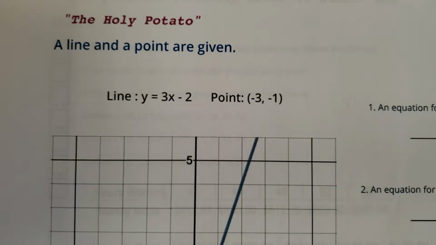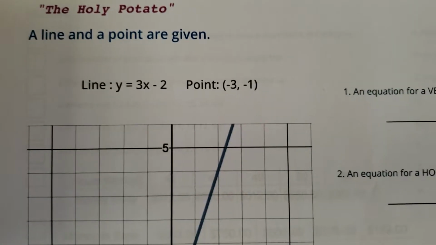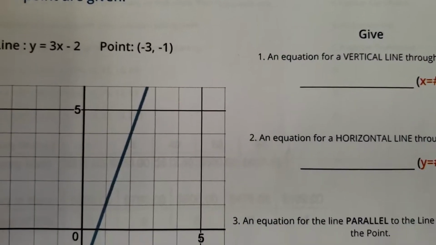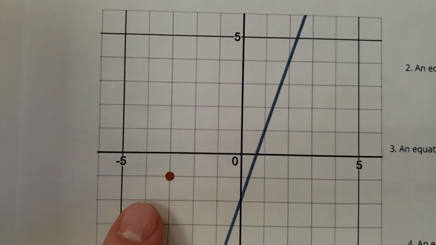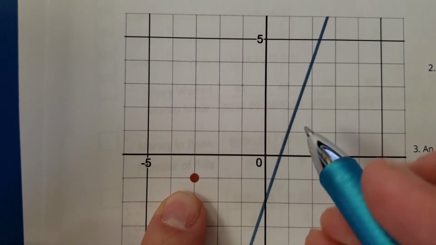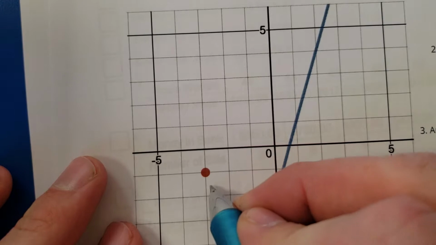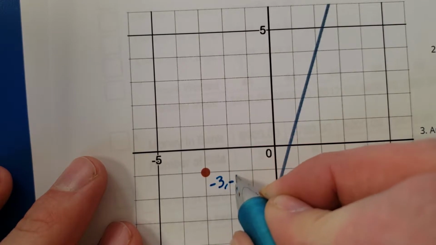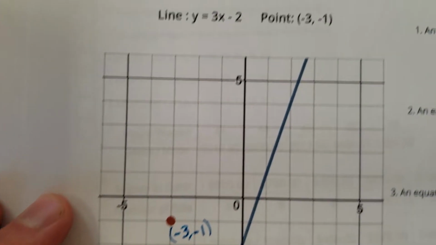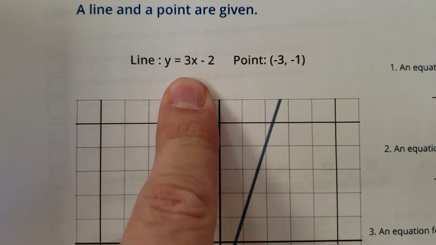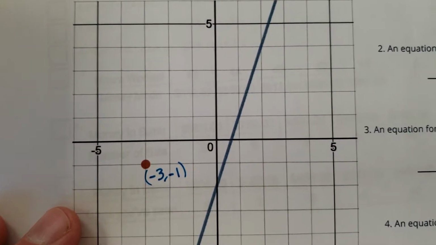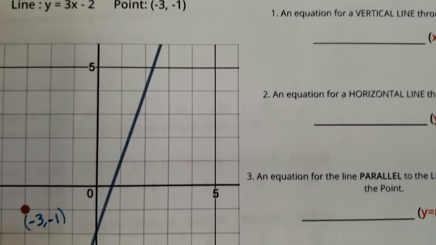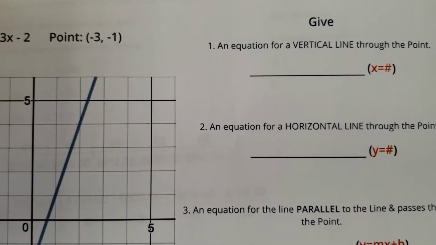All right, here's the big one, students. This one's called the holy potato. A line and a point are given. We need to make a whole bunch of stuff right here. So here is our coordinate point. It is -3, -1. I'm going to write that down just for fun. -3, -1. And then we have the equation y equals 3x minus 2. And we got to do a whole bunch of stuff here. So here we go.